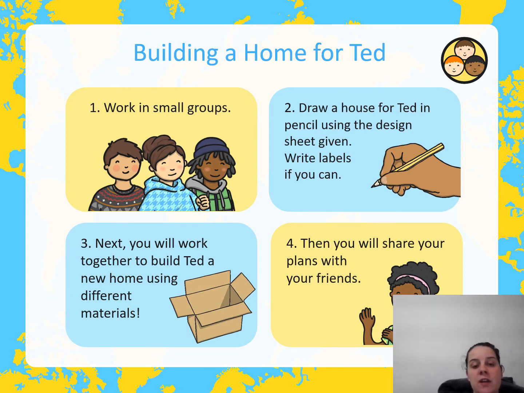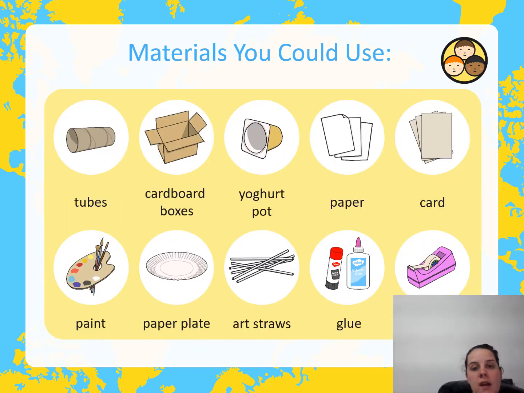After that, you can either build a separate house for Ted or use the house that you've already built. You can do this by yourself or working with adults. And then we'll share your plans on Class Dojo. Okay, these are some materials that you might be able to use around the house: tubes, cardboard boxes, yogurt pots, paper, card, paint, paper plates, art, straws, glue and sellotape.